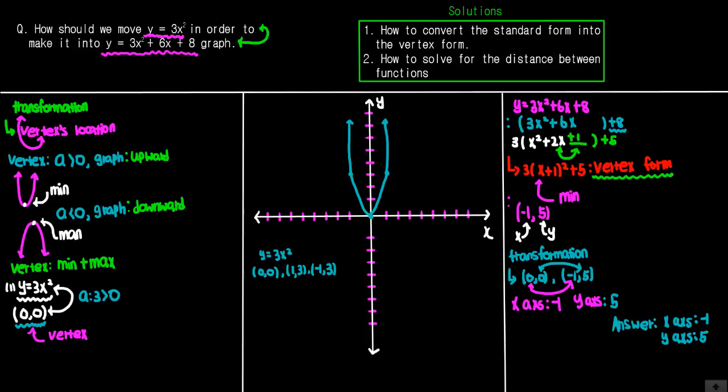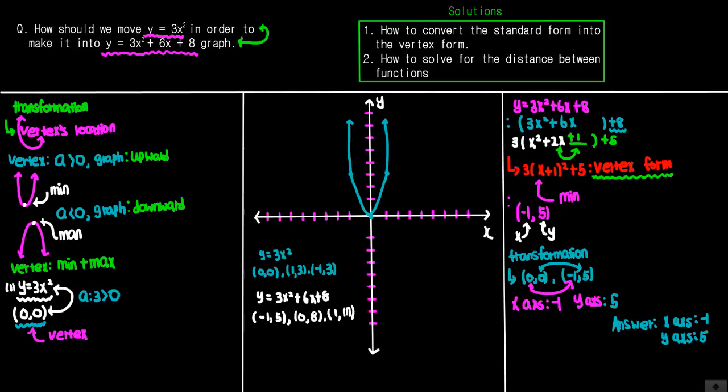Let's think about another function: y equals 3x squared plus 6x plus 8. And we know that our vertex is (-1, 5). Let's plug in the value of 0. When the x value is 0, we get 8. When the x value is, let's say, 1, 1 squared is 1 times 3, which is 3, and then 6 times 1 is 6, plus 3 is 9, plus 8, we get 17.